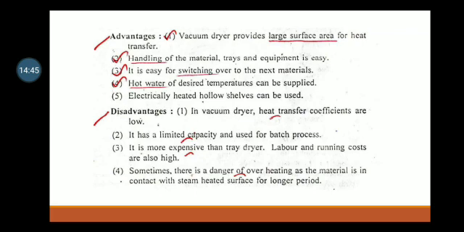Then disadvantages: in vacuum dryer, heat transfer coefficients are low. It has a limited capacity and is used for batch process. It is more expensive than tray dryer. Labor and running costs are also high. Sometimes there is a danger of overheating as the material is in contact with the steam heated surface for longer period.